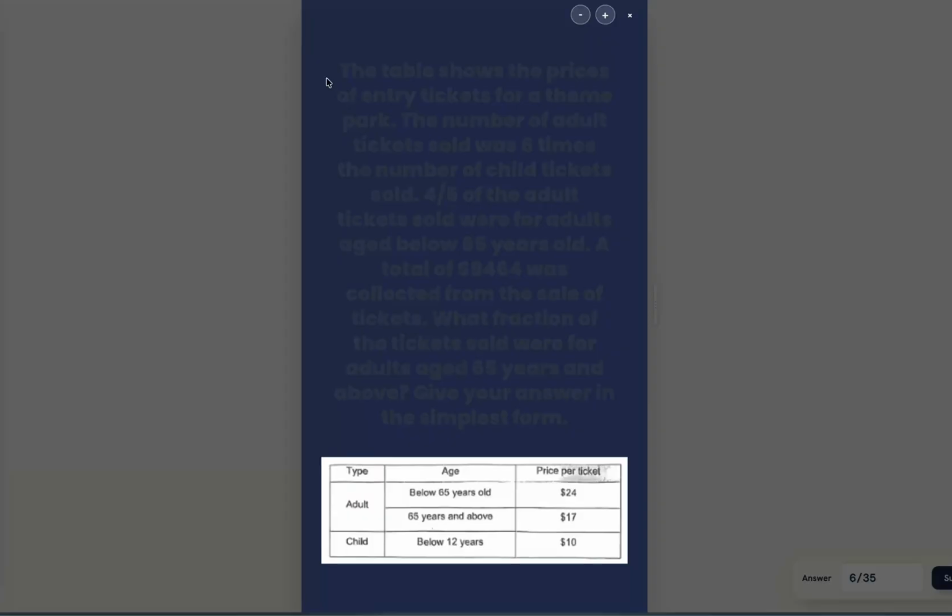124 degrees. Question 13a. The table shows the prices of entry tickets for a theme park. The number of adult tickets sold were 6 times the number of child tickets sold. 4/5 of the adult tickets sold were for adults aged below 65 years old. A total of $9,464 was collected from the sale of tickets. What fraction of the tickets sold were for adults aged 65 years and above? Give your answer in the simplest form.